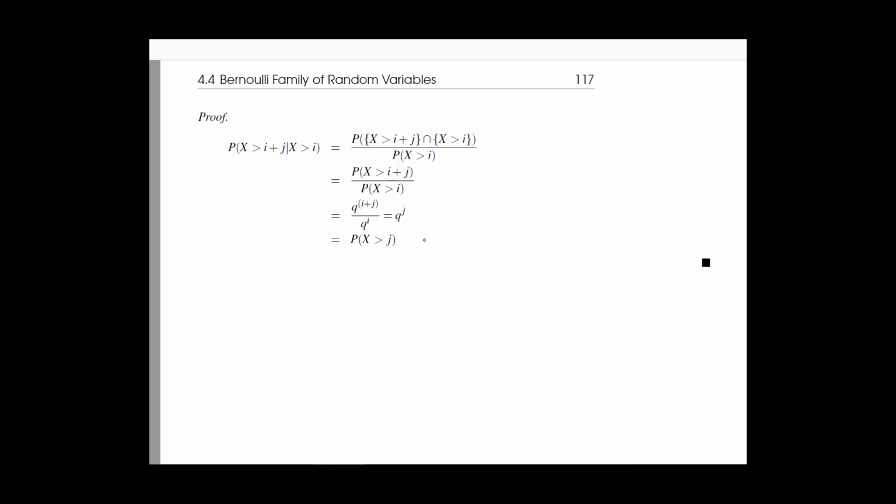Very good. And here's the proof. Please take a look at it. It's just the definition of conditional probability. The intersection of these two in the numerator is just this one. And then when we replace by what they are, using the CDF formula, we just obtain q to the j, right? Because the i cancels out here. So that's 1 minus the CDF of a geometric with parameter p. That's the big deal, right? And this happens only with the geometric and the exponential.